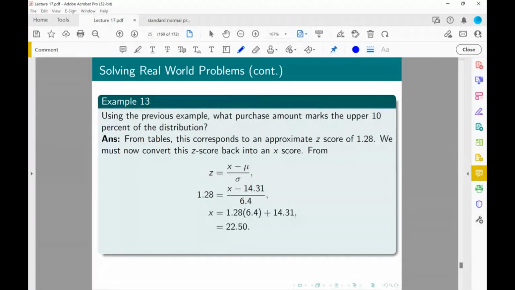So this is the dollar amount, $22.50. It will give us the cutoff point for the highest 10%.